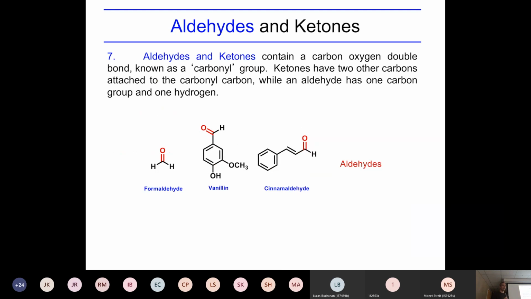All right, the next group of compounds we're going to be looking at have carbon-oxygen double bonds. That carbon-oxygen double bond, just on its own, we call a carbonyl group.